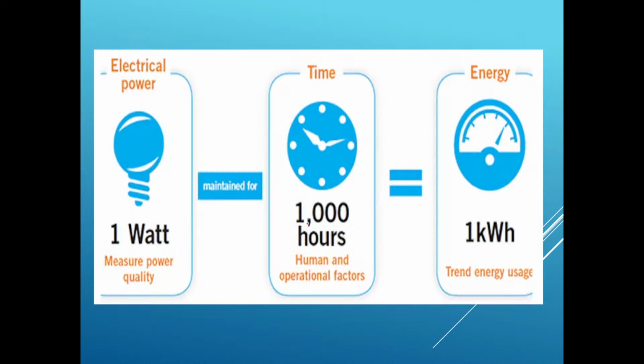I have one more example. Here again I have taken a lamp. The lamp rating is 1 watt, and it is operated for 1000 hours. Then what is the energy consumed here? 1 kilowatt hour. 1000 watt hour is equal to 1 unit. So 1 unit is consumed here.